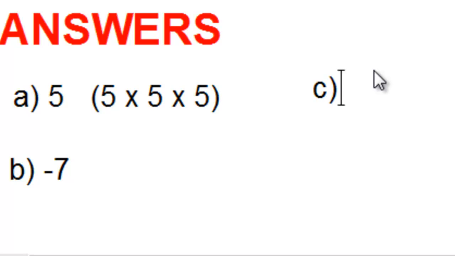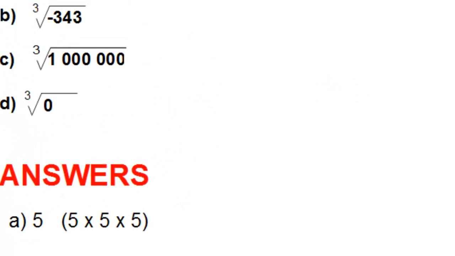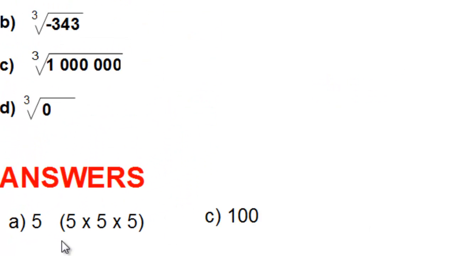Okay, let's look at C. Now, the answer here will be 100. Now, there's a quick, easy way to note that. If you take a look at the original, you have 6 zeros. Well, when you're finding the cube root, all you have to do is divide that number by 3. So 6 divided by 3 is 2. So the cube root will have 2 zeros.